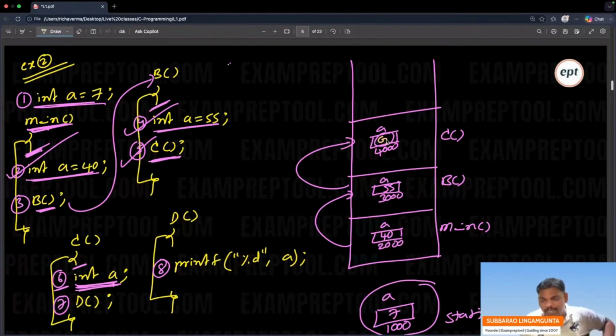Now, can you help me? Int A, did you keep anything inside? No. Then what is there? Garbage. Why? Previously in this memory, a previous programmer kept something. I don't know what he kept. So it is garbage. If you don't want garbage, then keep your own value. Int A is equal to 25. Keep 25, it will store. Okay, fine. In the C function, the first line is completed.